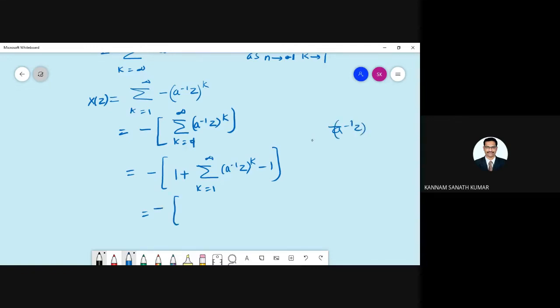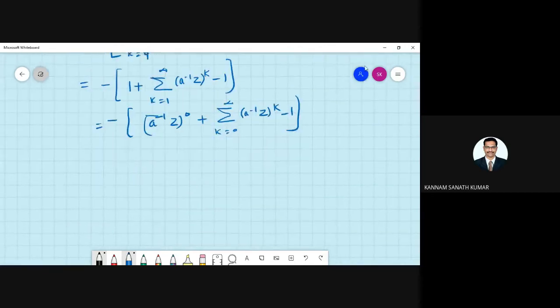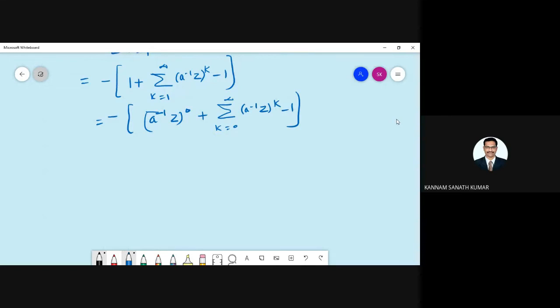Okay. So this one, if you add, that means a power minus 1 z, this minus 1 you can write as power 0, a power minus 1 z whole power 0, plus summation k equal to 0 to infinity a power minus 1 z whole power k. Okay, so why am I adding and subtracting with minus 1? Here k runs from 1 to infinity. For getting the infinite series, you want k from 0 to infinity, no? So that's why I'm adding and subtracting that one.